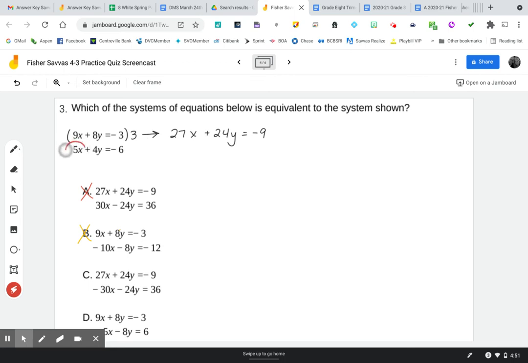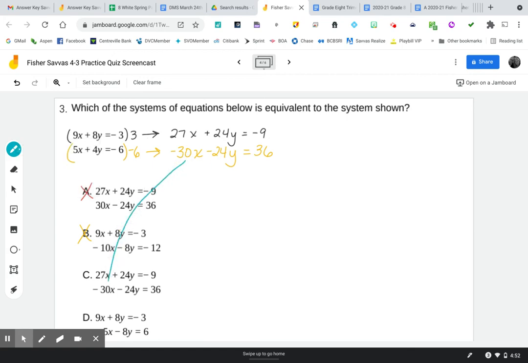So I'm going to look at the first term. How do I get from 5x to negative 30x? I think I need to multiply through by a negative 6. So if I multiply through by a negative 6, that will give me a negative 30x, a minus 24y is equal to a positive 36. So let's look at that.